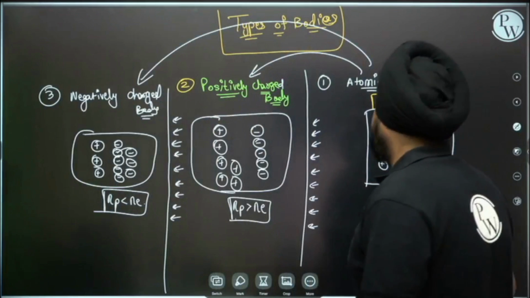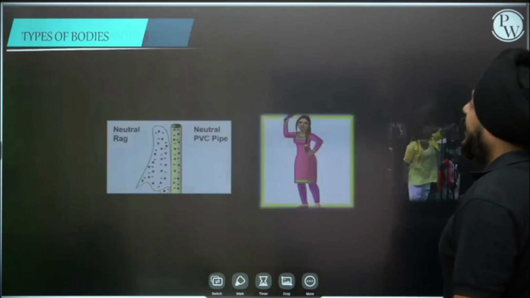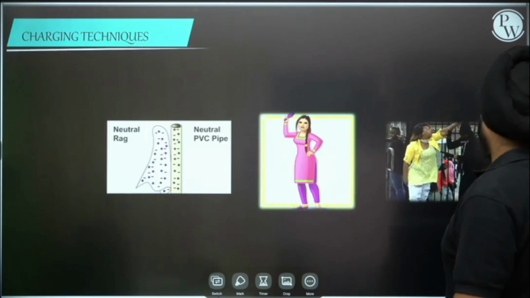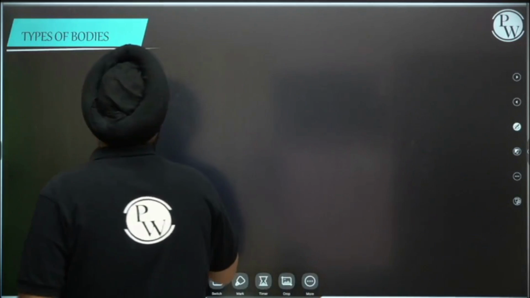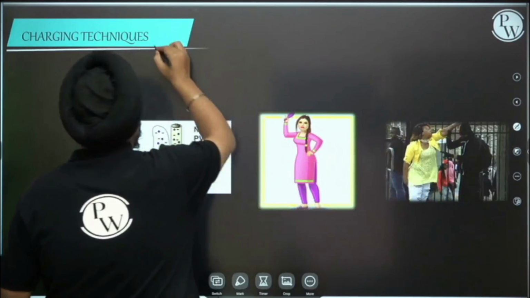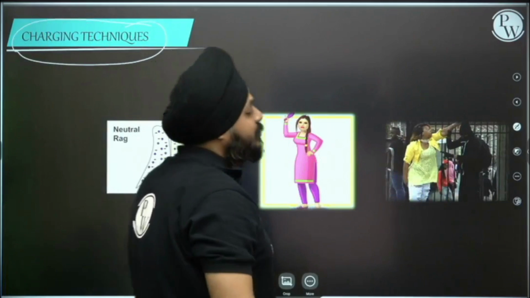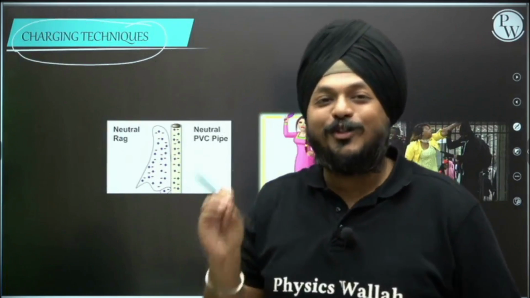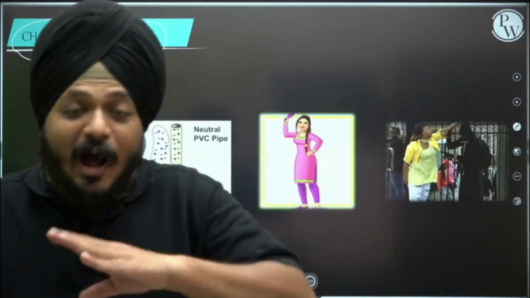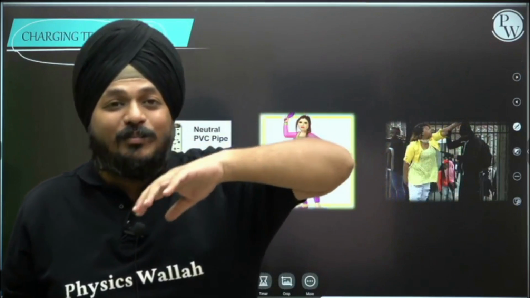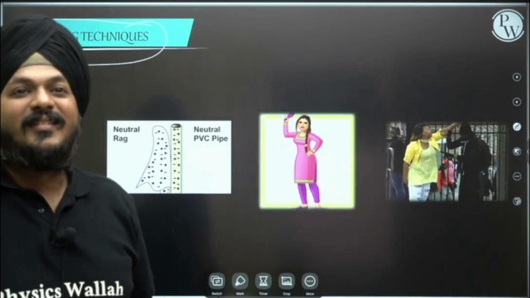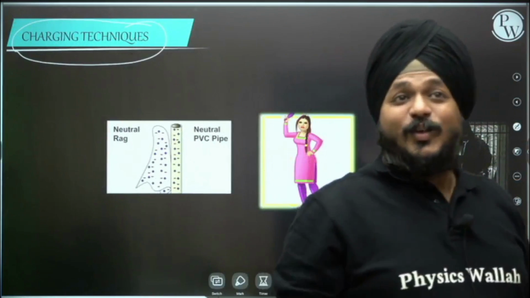So here comes the question: what happens to the bodies that they change their state? And here come the charging techniques. I'm going to take a very simple example from day-to-day life: how bodies get transformed from an atomic neutral body to a positively charged one, from a positively charged body to a negatively charged one, or from an atomic neutral body to a negatively charged one, or vice versa. So here comes the charging technique.